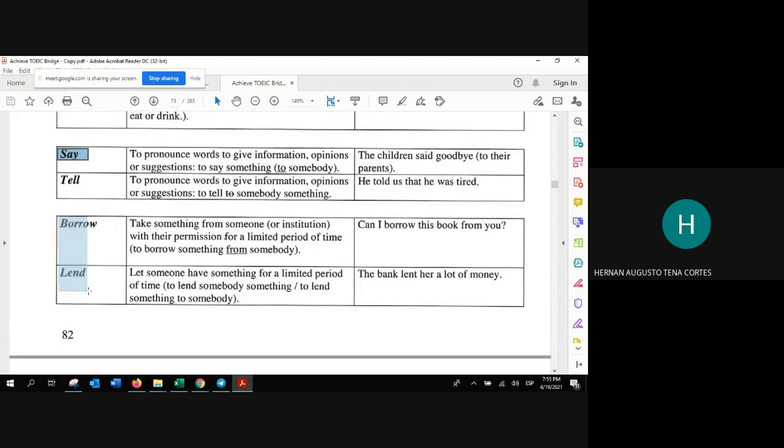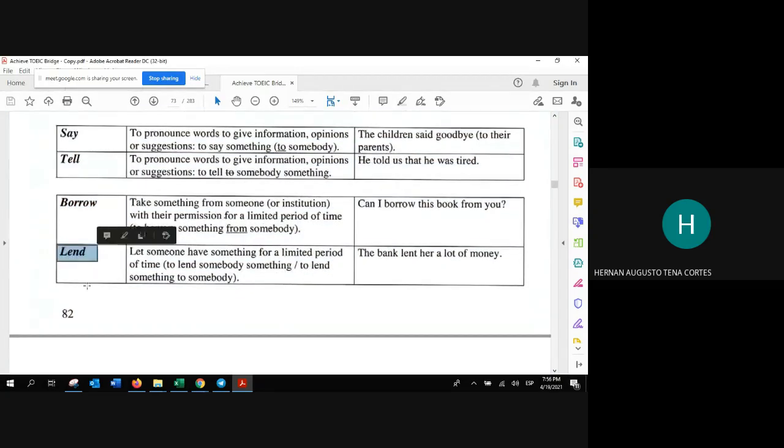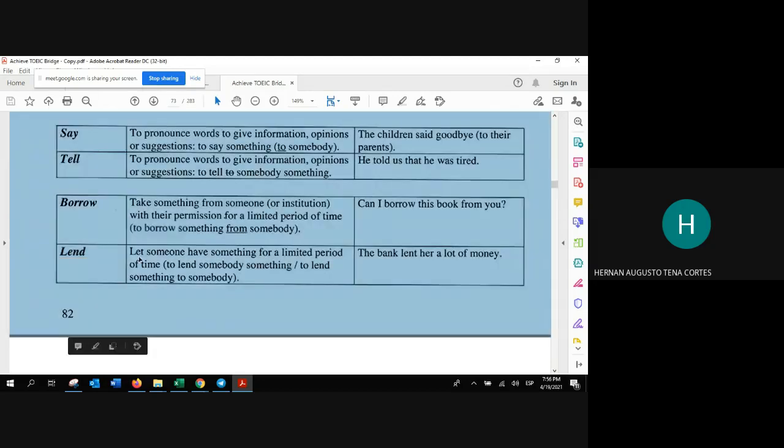Este también se confunde mucho porque en español solamente decimos prestar. Pero en inglés, la persona que está prestando is the person that lends. So you say, teacher, can you lend me a pen? Pero el que recibe el préstamo is the person that borrows. So you can say, I borrowed the pen from the teacher. Or the teacher lent me a pen. Be careful with that.